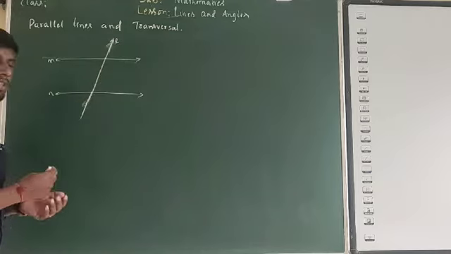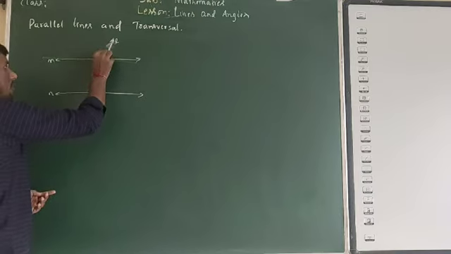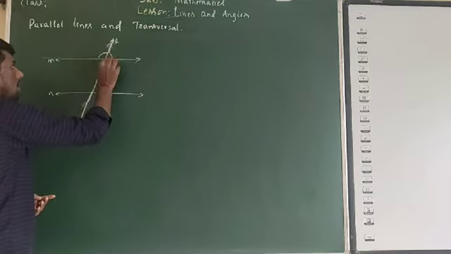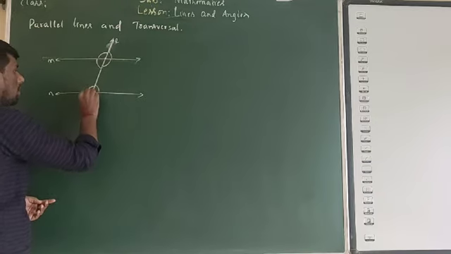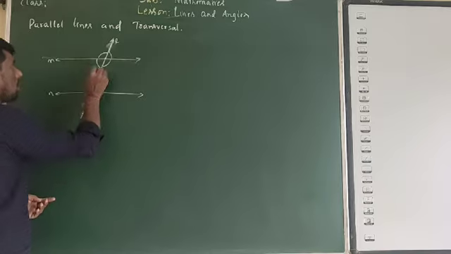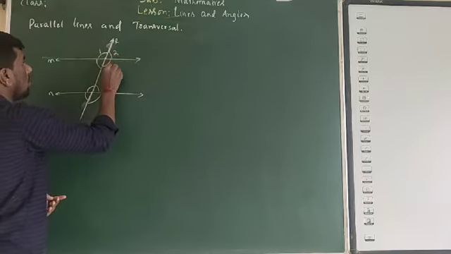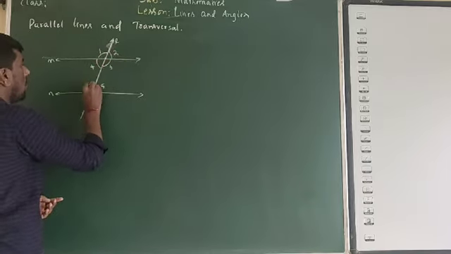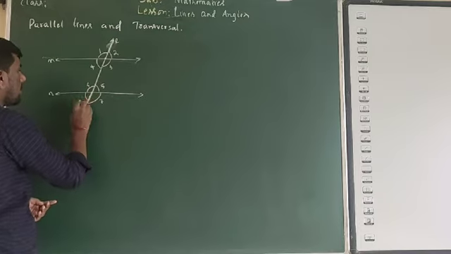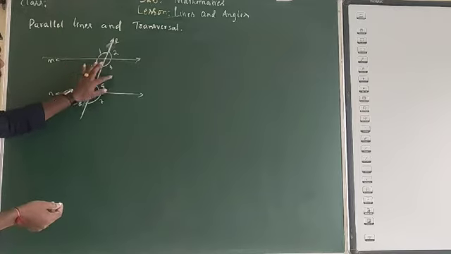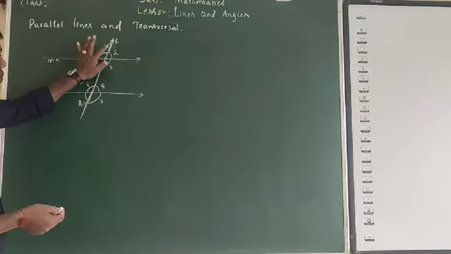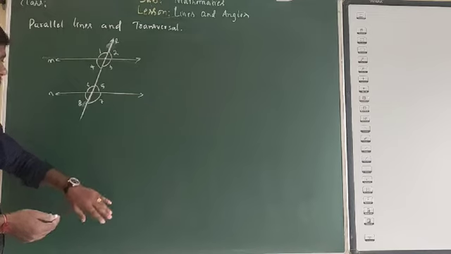Then what is the result? I will have 8 angles: 1, 2, 3, 4, 5, 6, 7, 8. Out of these 8 angles, 4, 3, 5, 6 are the interior angles, and 1, 2, 8, 7 are the exterior angles.